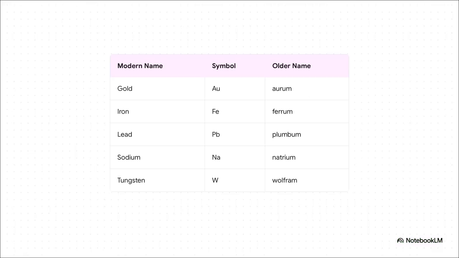And speaking of symbols, you ever wonder why some of them seem a little odd? I mean, O for oxygen, that makes sense. But why is gold Au? Well, it's because some of these symbols come from their older Latin or German names. So gold is Au from the Latin word aurum, and iron is Fe from ferrum. A little bit of a history lesson built right in.